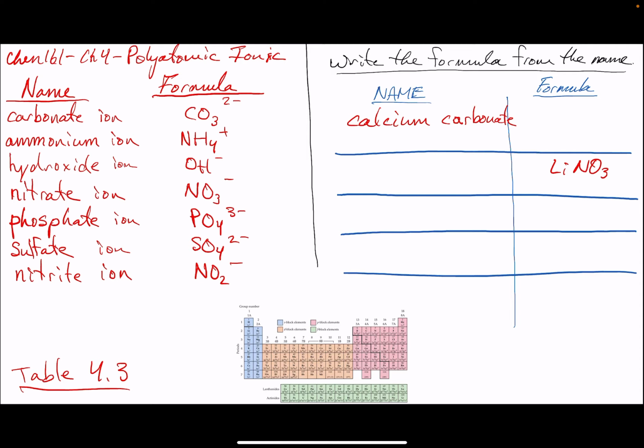Similarly, we'll go the other way. We'll work with ammonium sulfate and try to write the formula for that. We'll also go backwards, do KOH, and determine the name for that. And our last example will be calcium hydroxide. And we'll try to write the formula for that.